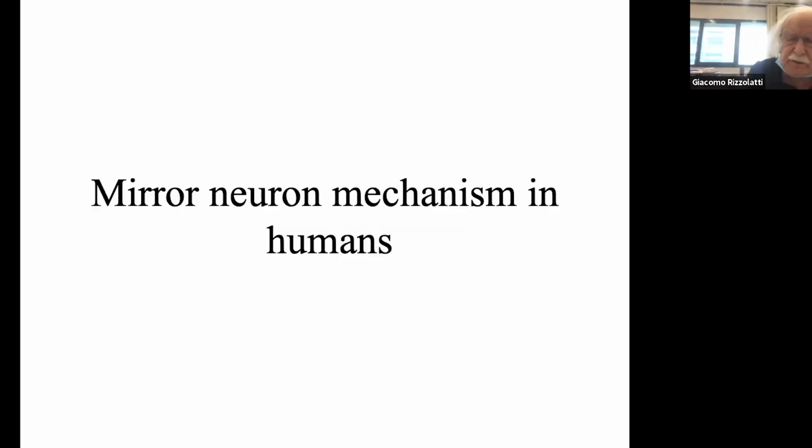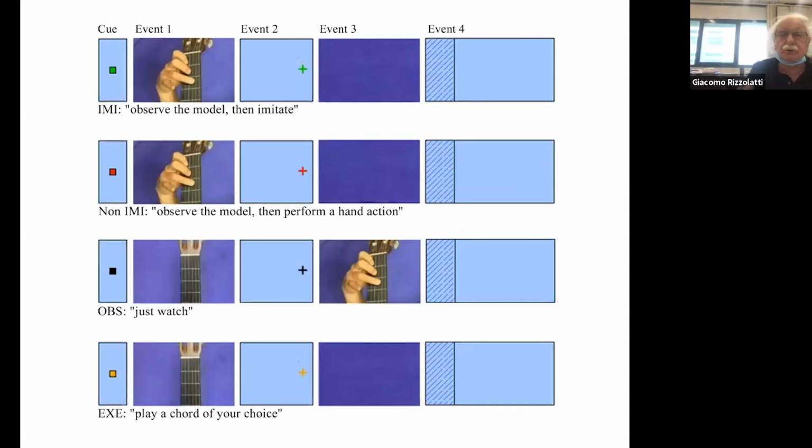Here is an experiment which I carried out with Gino in Parma, and Stefan Vogt, which is really very interesting. It became more interesting with time. So you see, you have a student lying in the scanner, and he has the guitar in his hand. In the first condition, he observes the teacher doing a chord. Then there is a period of rest, in which he has to think about it. And in event three, he has to replicate exactly what the teacher did. So event one, observation. Event two, motor imagery. Event three, do the thing.